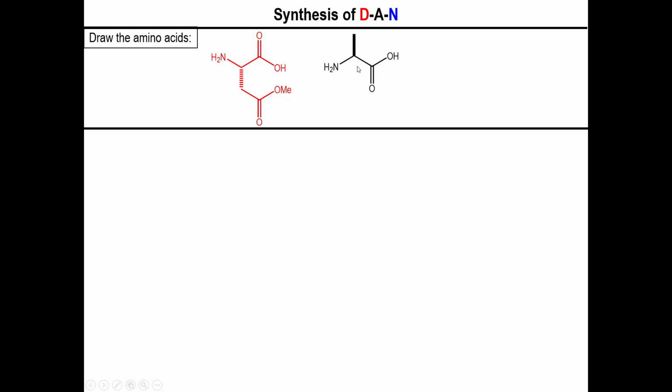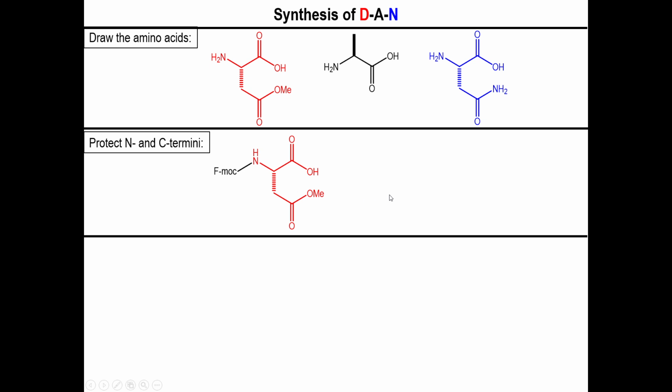Then we have alanine, which is just a neutral, non-polar chain, excuse me. And then we have asparagine, which is an amide, which is not going to really get involved in the synthesis as far as the reactivity goes.